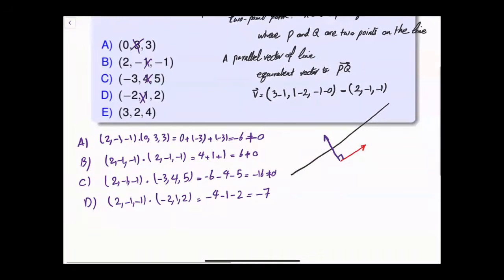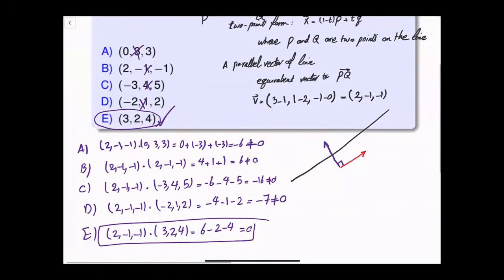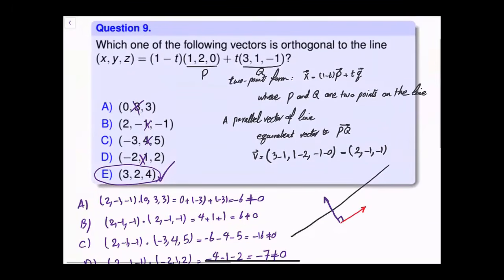Okay, let's see the last one. (2, -1, -1) dot (3, 2, 4). This is 6 -2 -4. That is 0. So this was not 0, but this vector has dot product with (2, -1, -1) equal to 0. So that means that is the vector which is orthogonal to the parallel vector. In particular, it is orthogonal to the line.